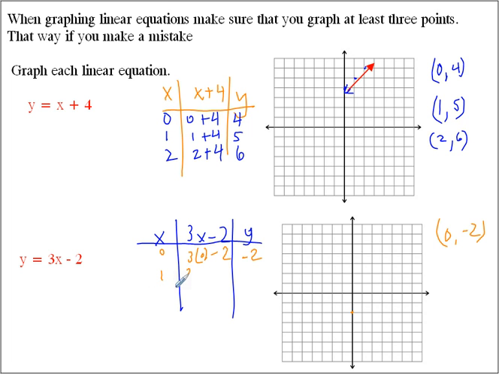Now, we have 1, 3 times 1 minus 2. So that's going to be 3, that term right there, minus 2 is going to be 1. So it's going to be (1, 1) is our ordered pair. 1 over, 1 up. And so now we got 2, 3 times 2 minus 2. And then 3 times 2 is 6, minus 2 is going to be 4. So we're going to have this ordered pair again, (2, 4). When we have that, we got 2 over, 1, 2, 3, 4 up. And then we have that nice line there that I'm going to try and draw a little bit better here. But you get the idea. It doesn't have to be perfect, but if you had a ruler, it would work even better.